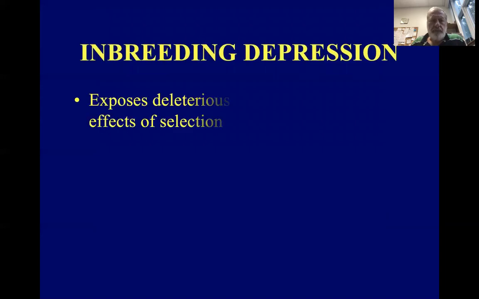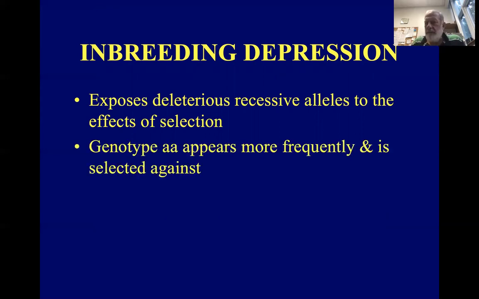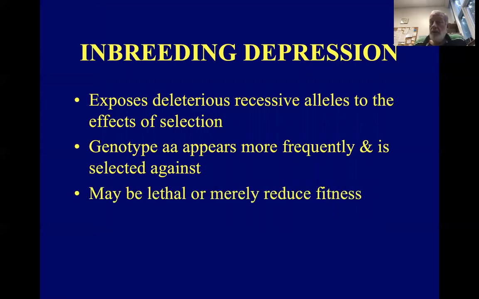So, inbreeding depression is defined as the, what I'm trying to say here, exposes deleterious recessive alleles to the effects of selection. Genotype aa appears more frequently and is usually selected against. This could be lethal, or it might just merely reduce the fitness of the individuals that are derived from kin matings.